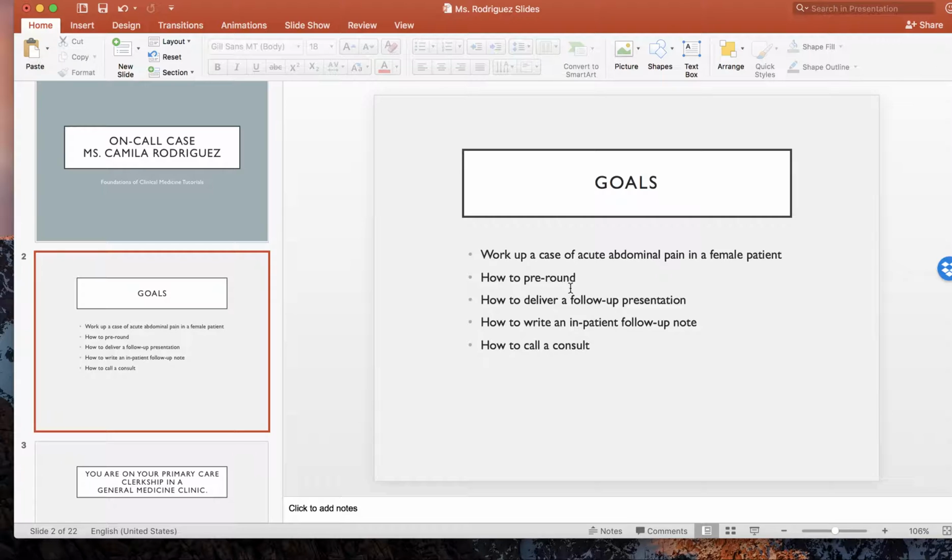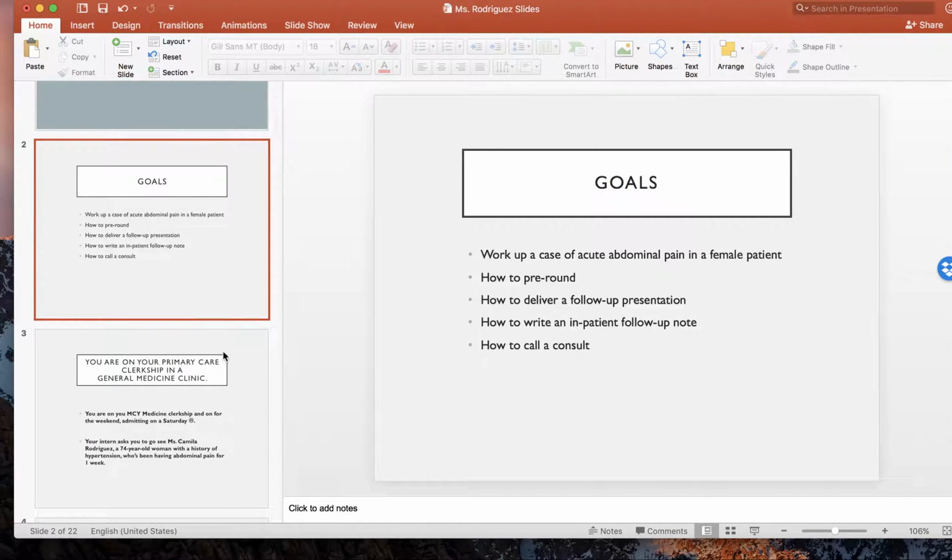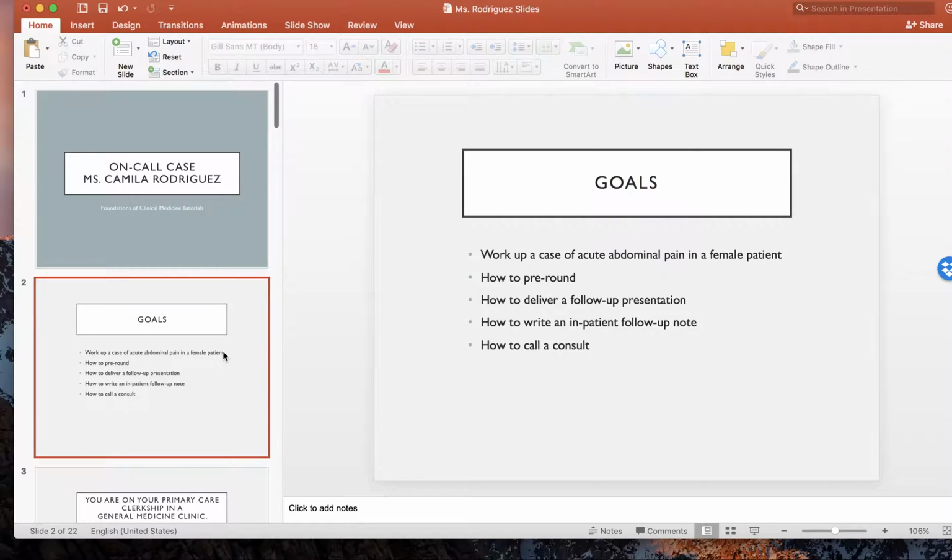We're also going to go over how to pre-round with the medical students. And we're also going to go over how to deliver a follow-up presentation and write a follow-up note in the chart. They have done that in the previous on-call case, but it's really worth revisiting and reinforcing. And we're also going to go over some basics on how to call a consult, since medical students are sometimes asked to do that. So let's just go over what materials you have here.